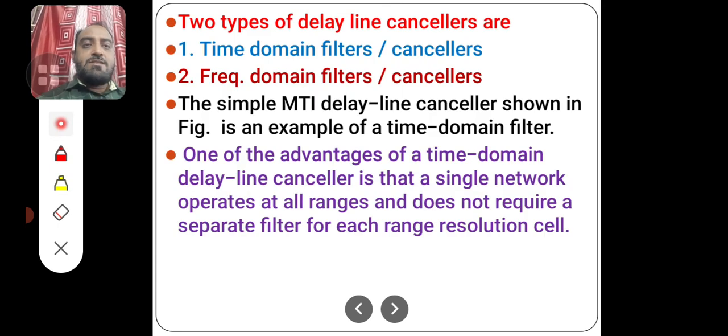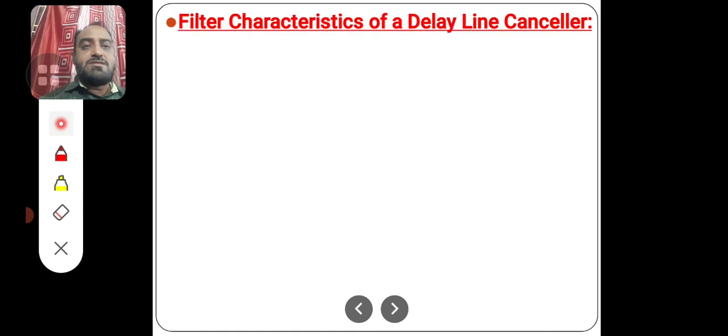One advantage of time domain delay line cancellers is that a single network operates at all ranges and does not require a separate filter for each range resolution cell. Whereas in the frequency case, you need separate filters for separate frequencies, because the time constant of the filter circuit changes from frequency to frequency. So that is the problem. So in most cases we discuss time domain filters only.